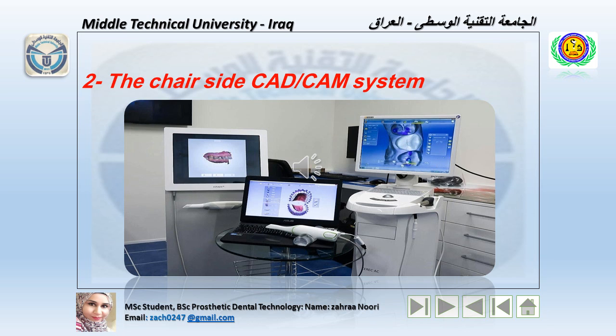Disadvantages of the chair-side system: the soft tissue image is more critical than with the traditional technique and depends on the material and the patient. There is also a high learning curve, and high production is required to cover the capital investment.